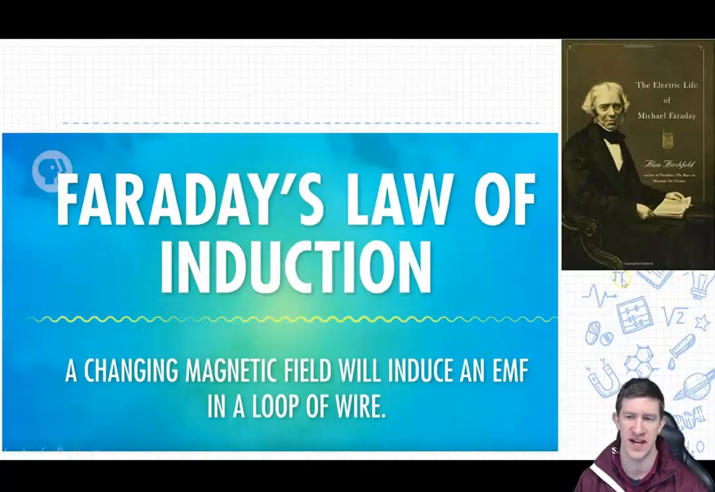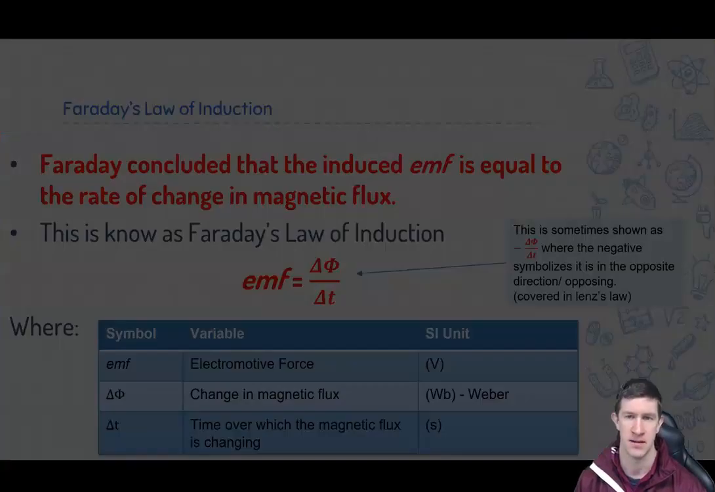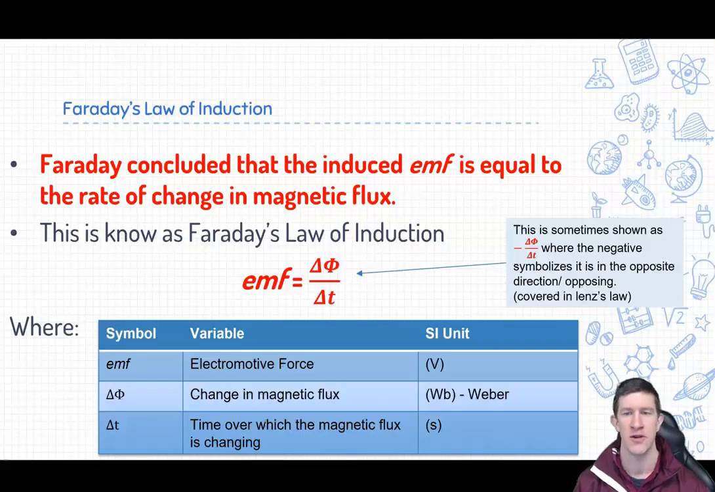Faraday's law of induction states that a changing magnetic field will induce an EMF in a loop of wire. Faraday concluded that the induced EMF, the electromotive force, is equal to the rate of change in magnetic flux. This is known as Faraday's law of induction, and it's defined as the change in flux, delta phi, remember that this is the flux, divided by the change in time. So the rate of flux changing per unit of time is equal to the induced EMF.